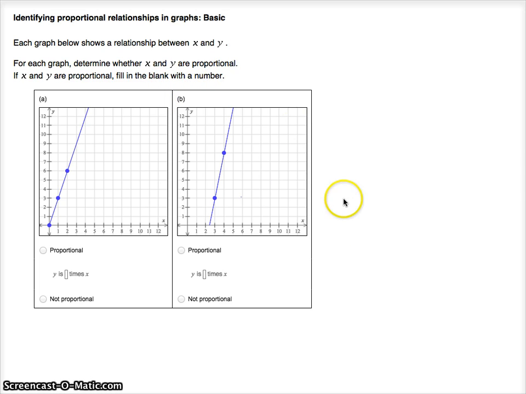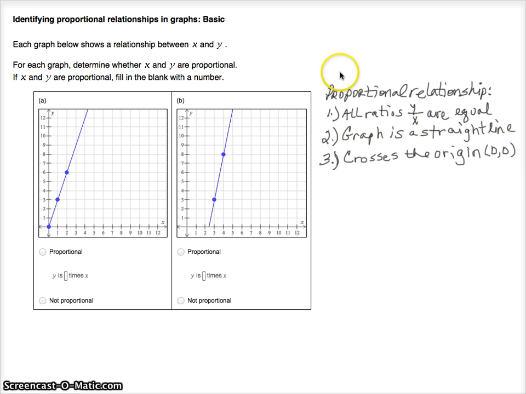Alright, so we're going to take a pretty in-depth look at this real quick and remember how to determine proportional relationships. So let's take a second to remember those things. You guys will probably remember that a proportional relationship sets two fractions equal to each other. So that's going to be our first thing. All of our ratios of y over x are going to be equal. The graph is a straight line and it crosses through the origin, which is the point 0, 0, and we'll highlight that here in a minute. So proportional relationship, remember, is something like a over b would equal c over d.